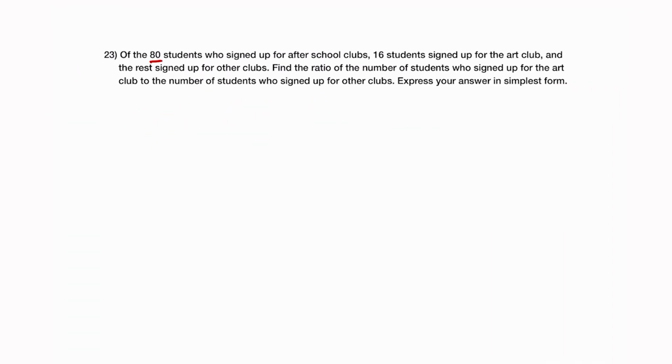And here comes the next. Of the 80 students, so that's the total basically, who signed up for after school clubs, 16 students signed up for art club. So for art club, we have 16. And the rest signed up for other clubs. How much is that? Let's first calculate that here. For the other clubs, we have to do total minus 16.